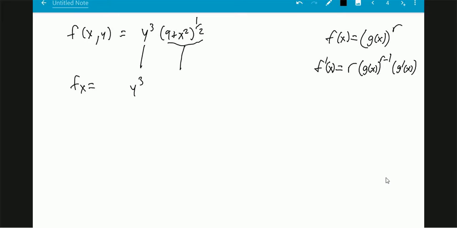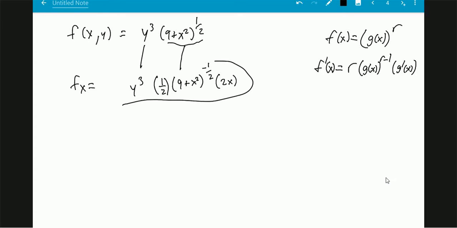We could apply that here. So 1/2 could go out front. I could rewrite my parentheses, 9 plus x squared. Could subtract 1 from the exponent. 1/2 minus 1 will be negative 1/2. And then I need times g prime of x, so the derivative of what was in parentheses. Well, the derivative of 9 is 0. The derivative of x squared is 2x. Don't worry about simplifying. Perfectly fine to leave it like that. That's the way I'm going to leave it. We don't accomplish anything trying to simplify on these.